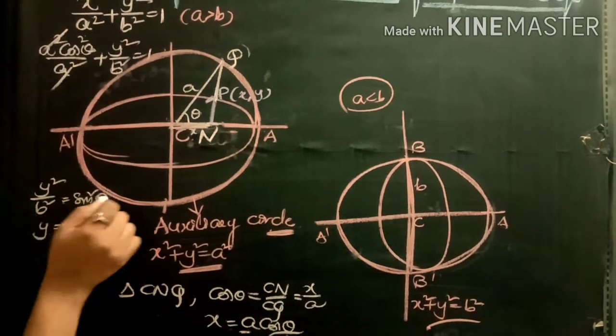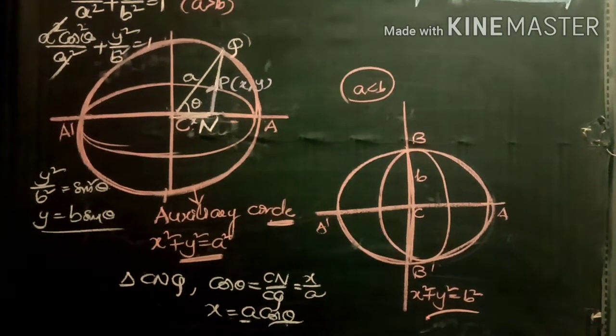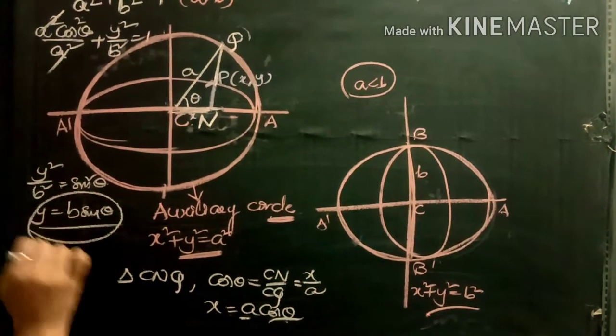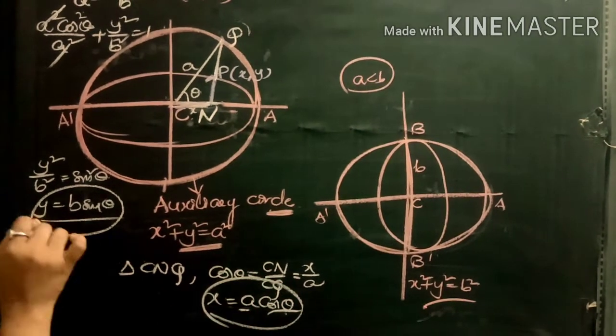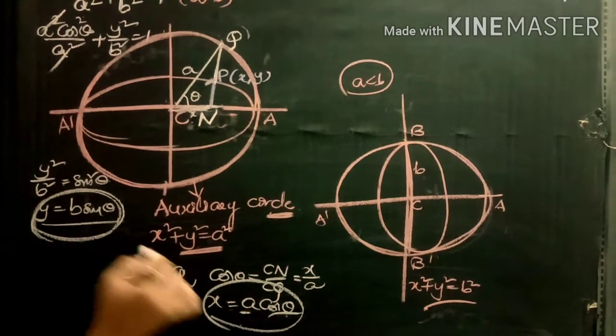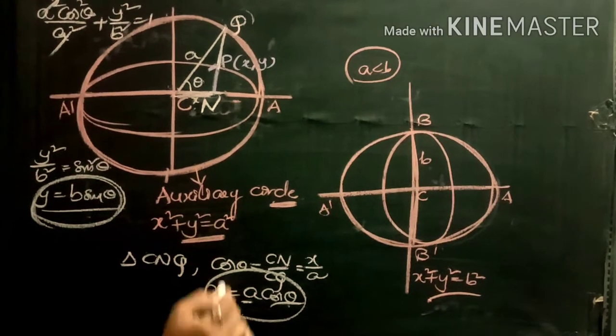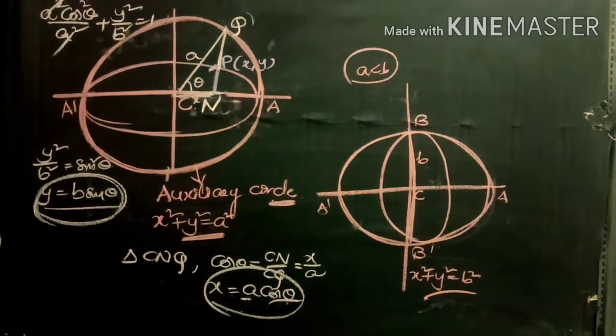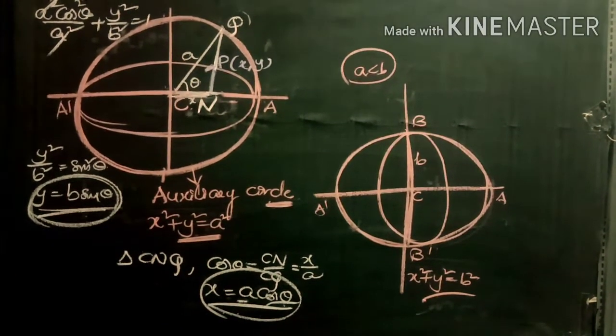y square is equal to b square sin square theta, then y is equal to b sin theta. Therefore, x is equal to a cos theta and y is equal to b sin theta. These two equations are called the parametric equations of the ellipse: x is equal to a cos theta, y is equal to b sin theta.